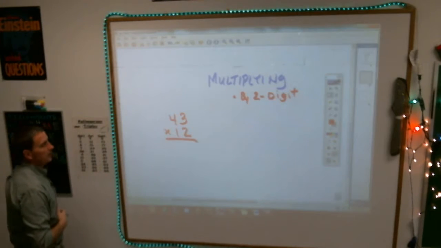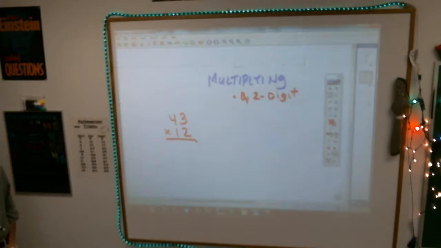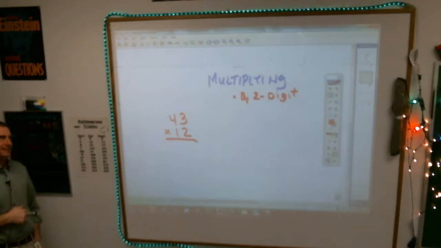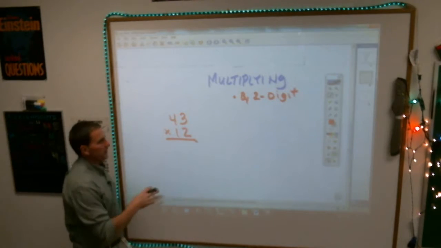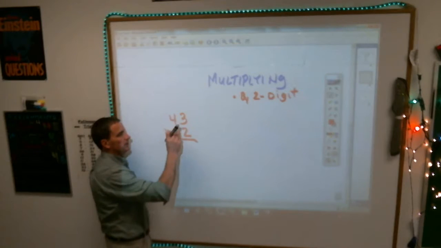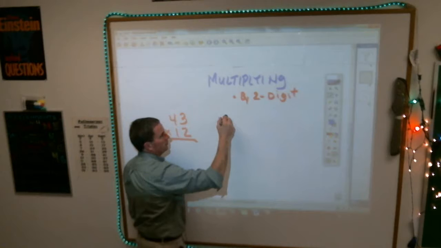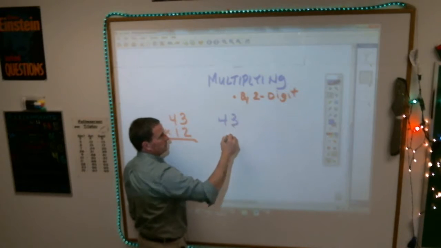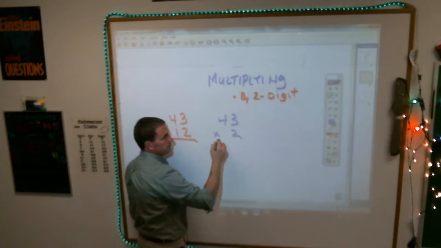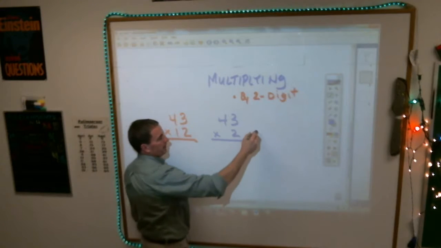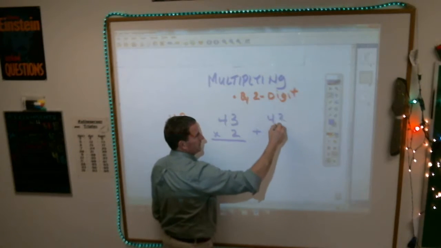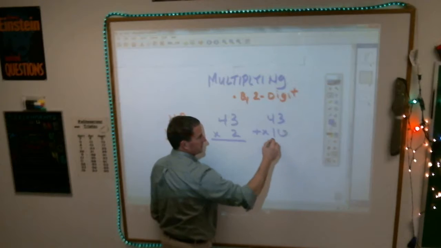Now, when we do multiplication problems, you kind of do a shortened, condensed form of what's really happening there. When you are multiplying 43 by 12, what we really do is 43 times 2, and to that we add what 43 times 10 is.